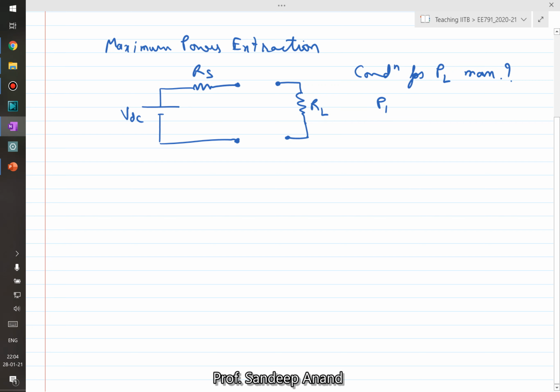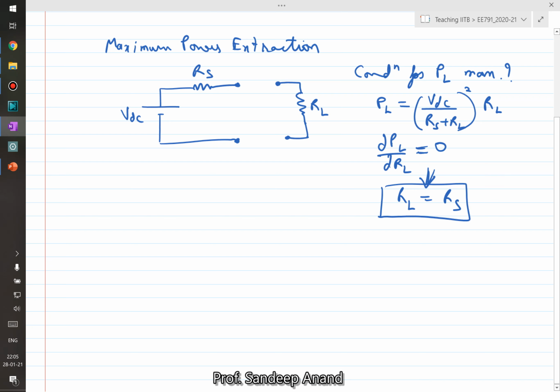So how do we do it? We write the expression for PL: VDC upon RS plus RL, squared, times RL, and then we can do dPL by dRL equals 0, which will give us the condition wherein the load power is maximum, and that condition, as all of us may already know, is RL equal to RS. This is called the maximum power transfer theorem, isn't it?